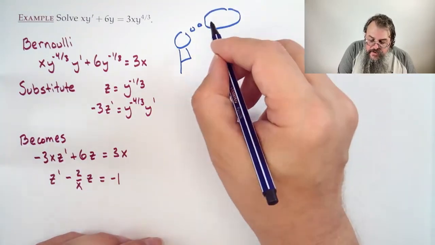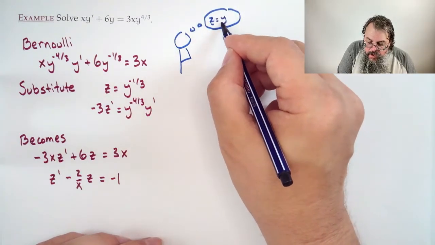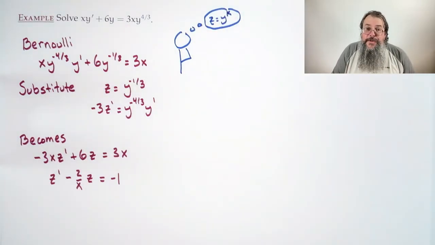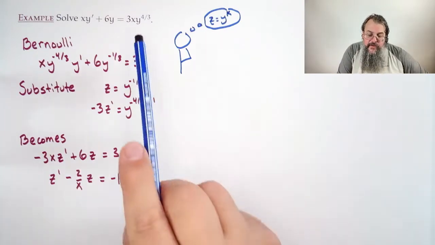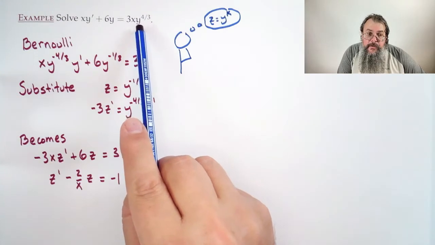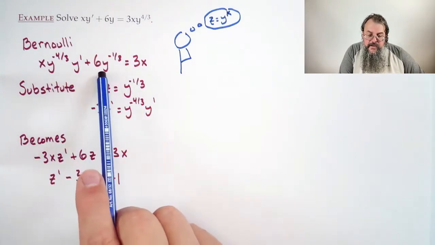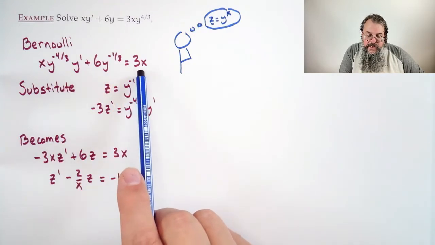I'll make a substitution that looks like z equals y to some power. That was Bernoulli's idea. And you're like, that's Bernoulli's idea? That's it? Like, yeah, that's it. It's not very sophisticated at all when you say it out loud. The hard part, of course, is just saying, well, which is the right power? So how do you do it? Well, what you do is you divide everything by this extra term, y to the 4/3. So you have x, y to the minus 4/3, y prime, plus 6y to the minus 1/3 equals 3x.